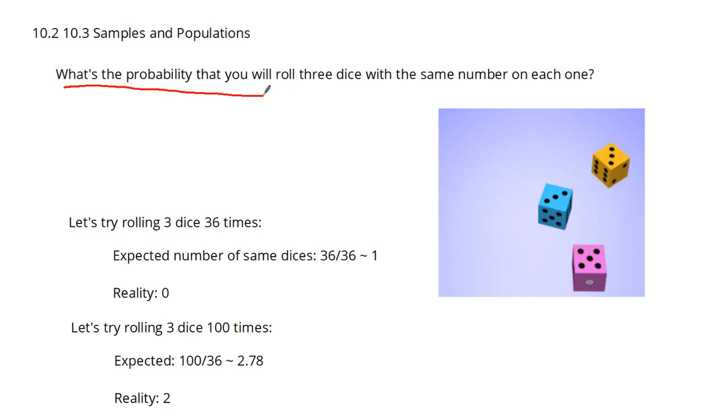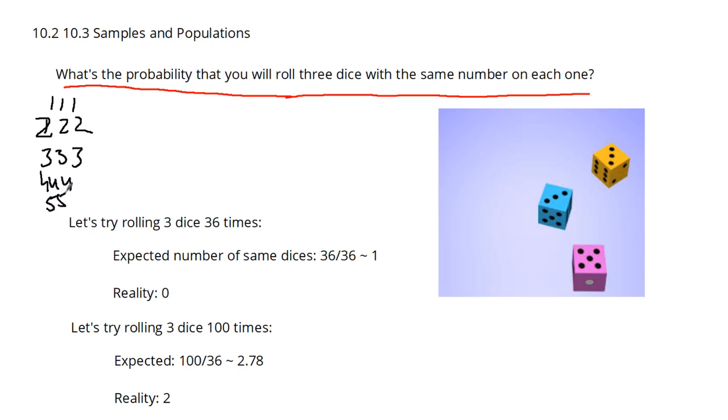So what's the probability that you will roll 3 dice with the same number on each one? Well, first of all, we're going to do some counting. How many cases are there with the same number? We have 1, 1, 1. We have 2, 2, 2. We have 3, 3, 3. We have 4, 4, 4. We have 5, 5, 5. And we have 6, 6, 6. Those are the 6 cases where it's the same number on each one, right?